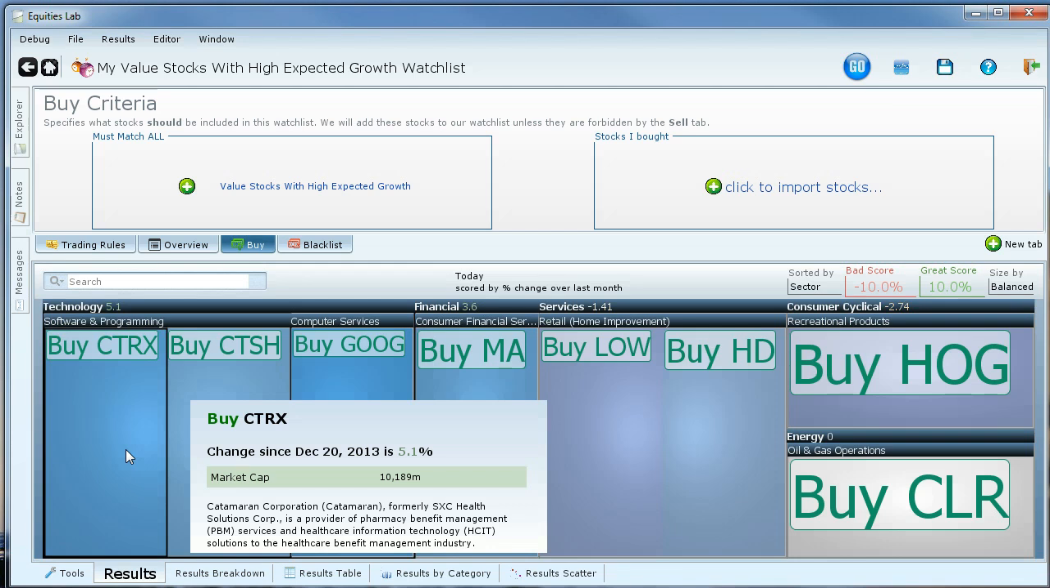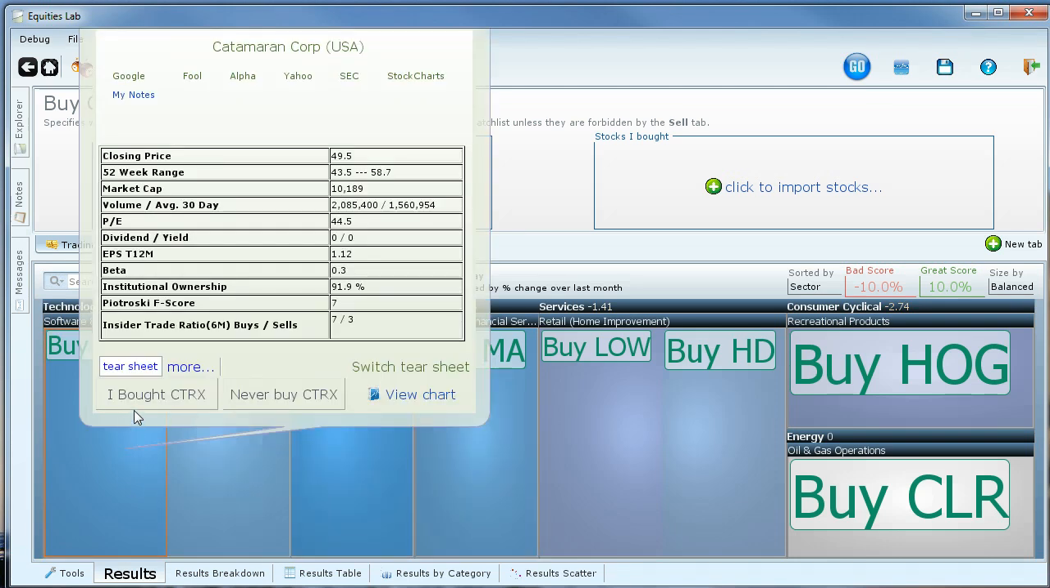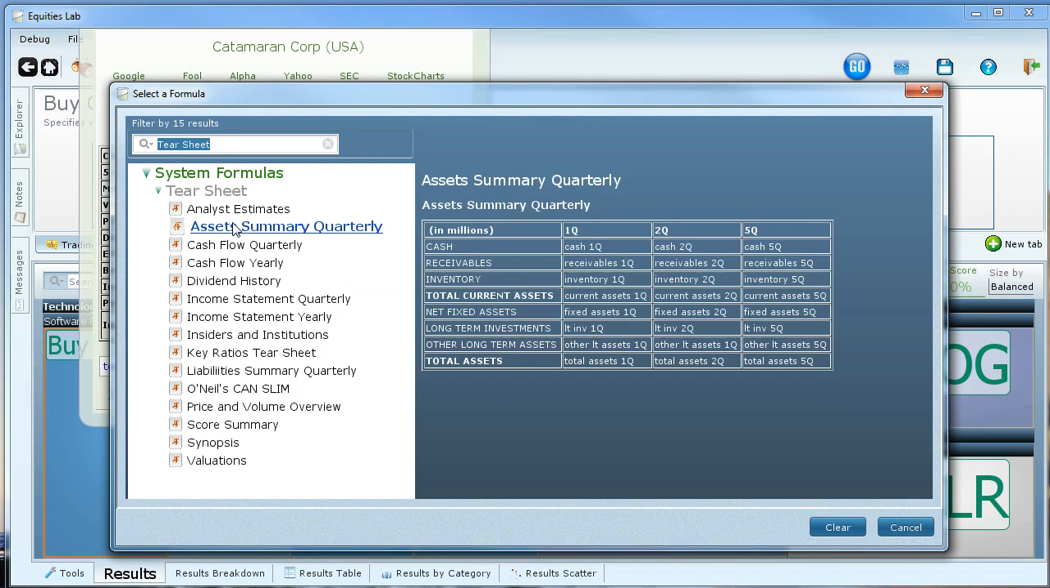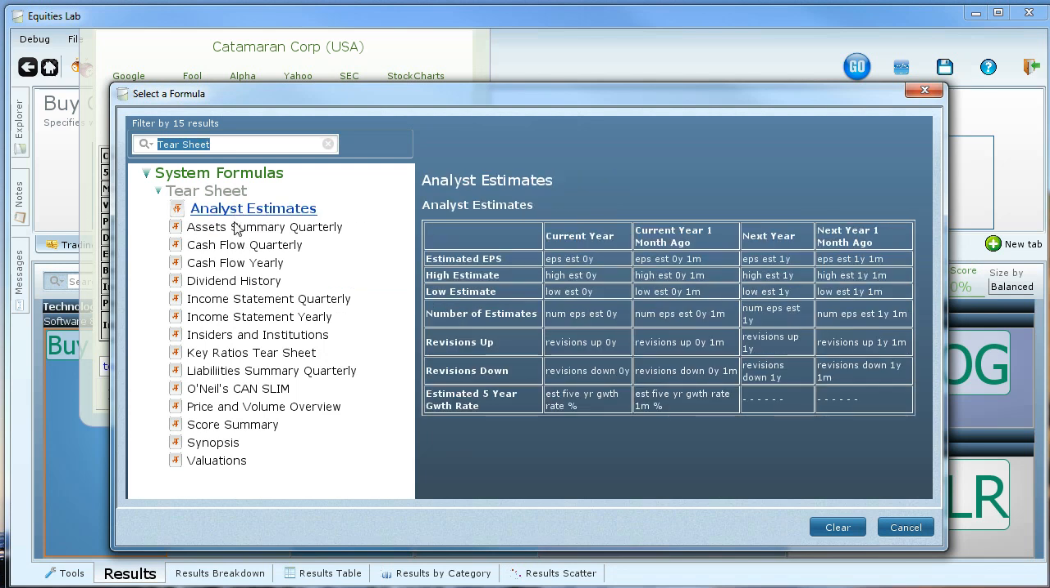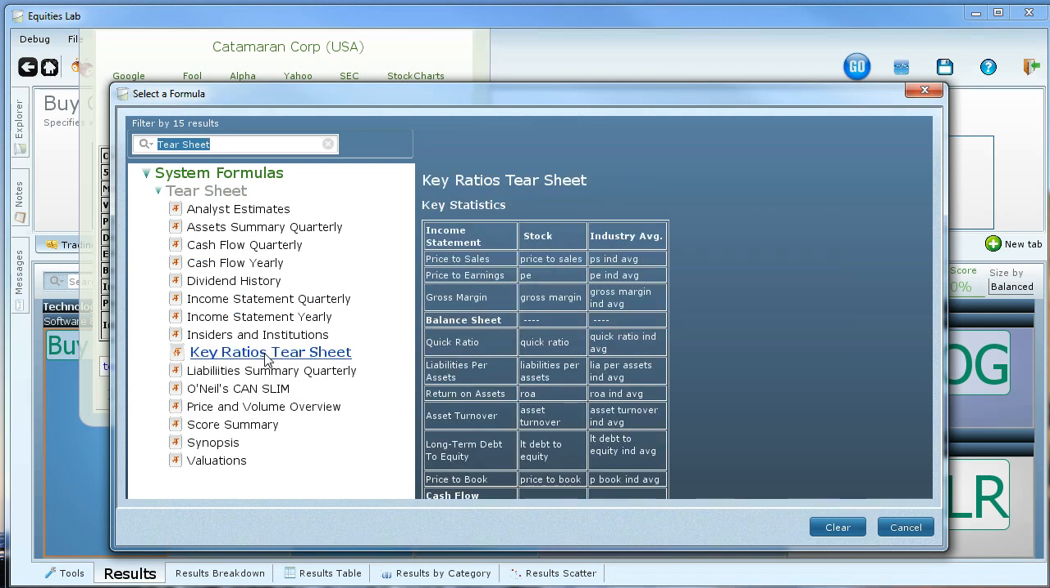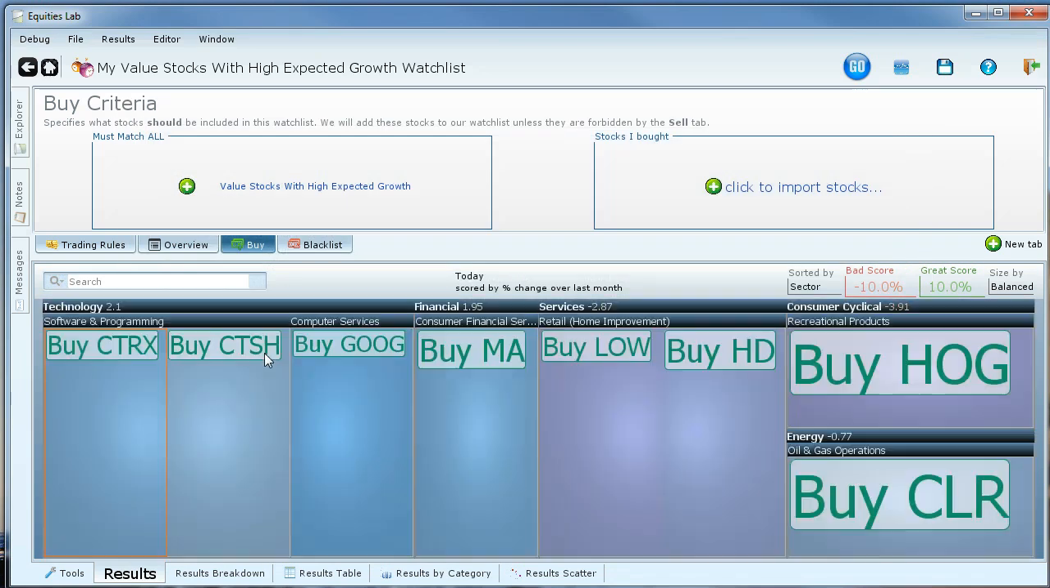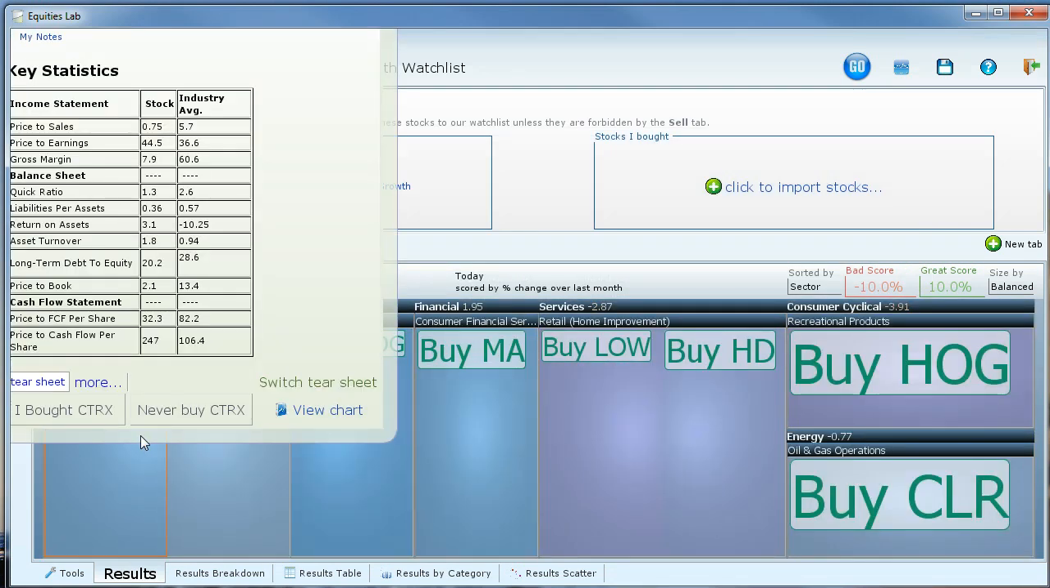For instance, once you click on a stock, you'll notice a range of information. This particular tear sheet is called synopsis. Now I can change that to a range of different tear sheets. For instance, key ratios, which compares pieces of data pertaining to the stock with their industry average.